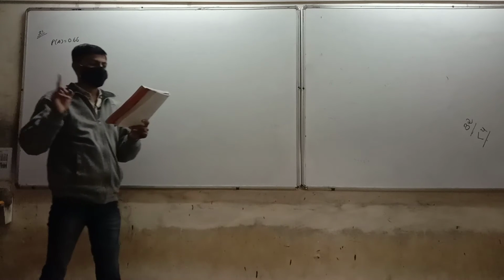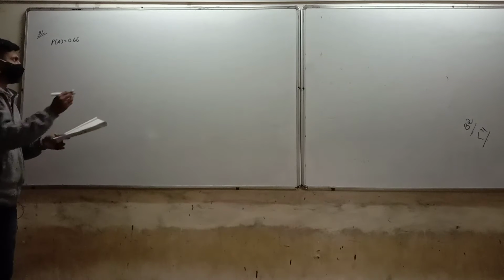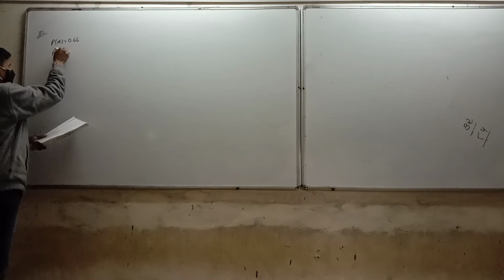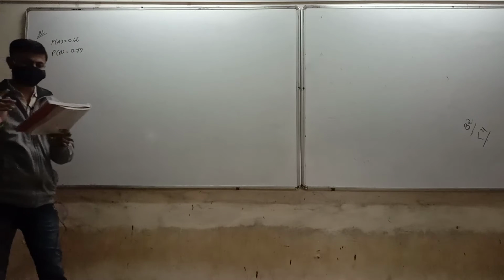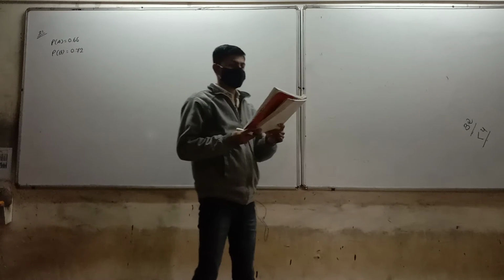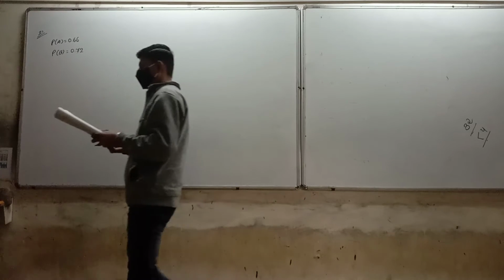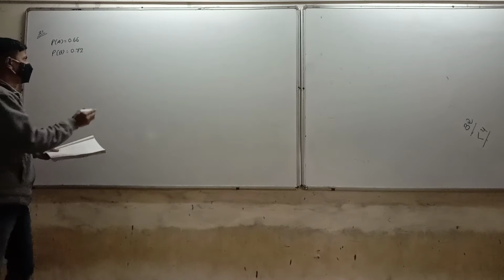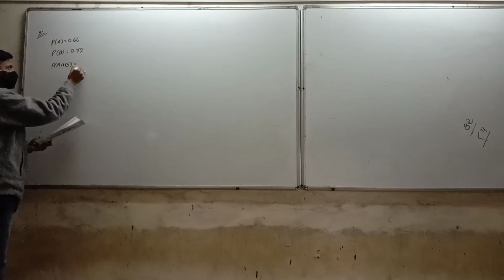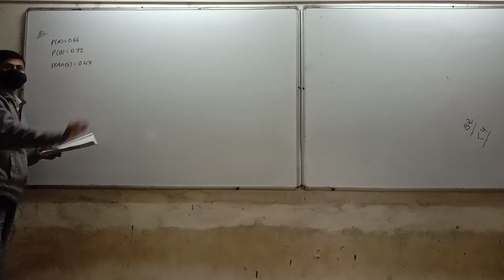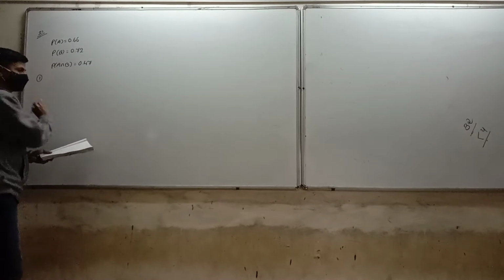Next line. Event B, the tax limit for income of female increase in the budget. P of B is 0.72. And third sentence, the tax limit for income of male and female is 0.47. It means A intersection B. A intersection B is 0.47. Okay.